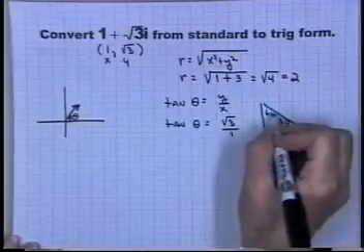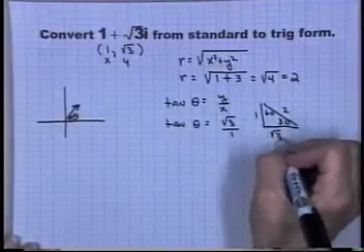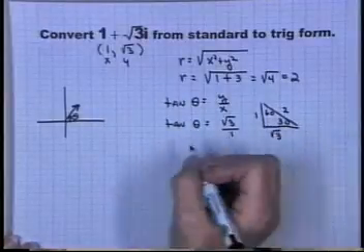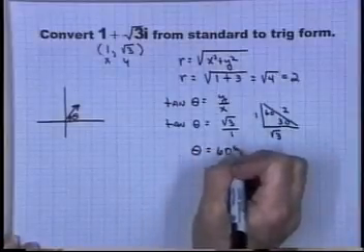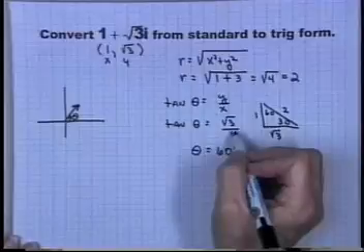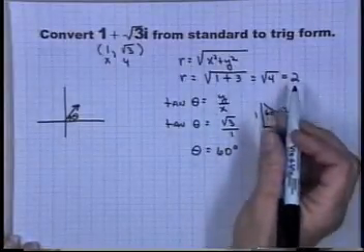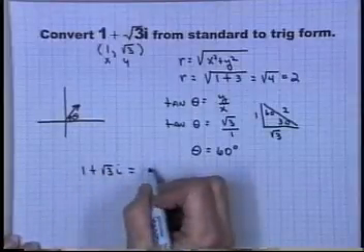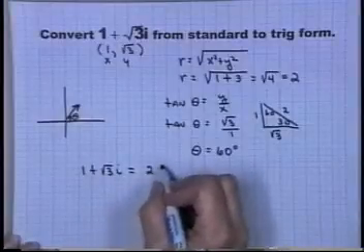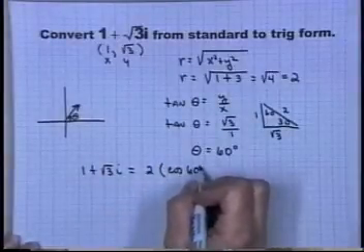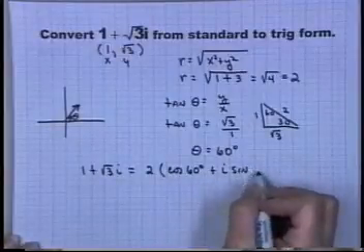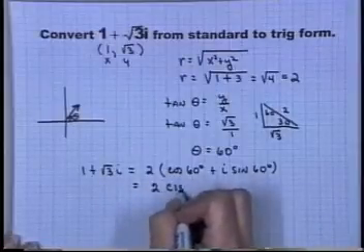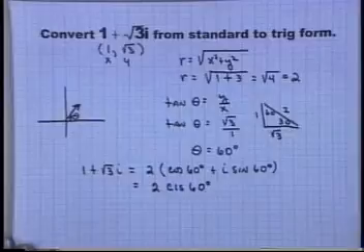If you have a 30-60 triangle, okay, which angle has a tangent square root 3 over 1? Well, that would be the 60-degree angle, wouldn't it? So theta is 60 degrees. It's in quadrant 1, has a tangent of square root 3 over 1. Now that I know r and I know theta, 1 plus the square root of 3i is r, which is 2, times the cosine of theta, that's 60 degrees, plus i times the sine of theta, which is also 60 degrees, or if you prefer the compact form, 2 CIS 60 degrees.